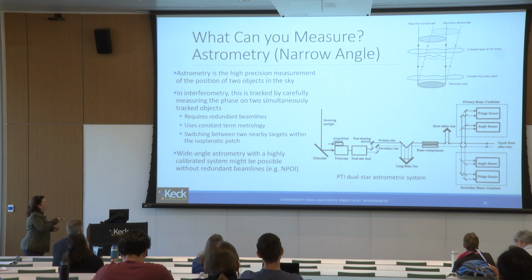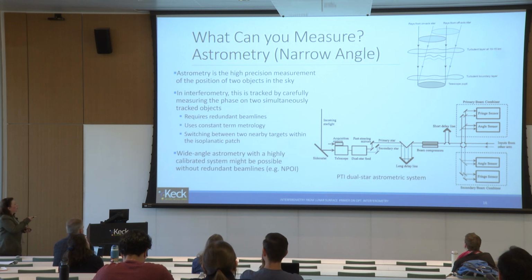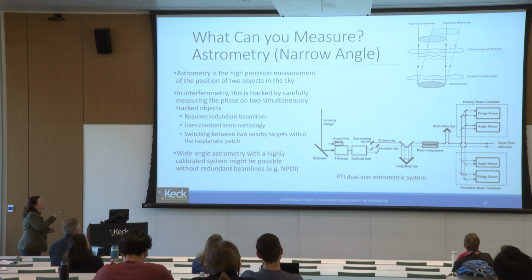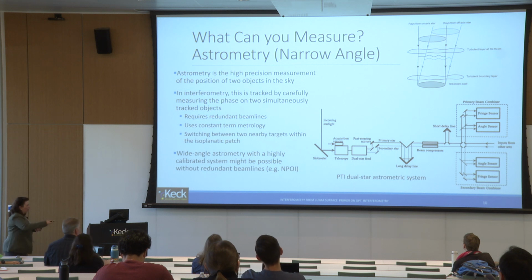The way that we overcame this with the PTI system, which was a demonstrator for the Keck interferometer, was with what we called a dual star feed, where we actually duplicate our beams all the way through the system, and then we make measurements simultaneously on two different detectors, and we switch back and forth between the bright and the faint star, all the while having what we call a constant term metrology system on, so that we can actually make these measurements through the isoplanatic patch and pull out the phase differences.